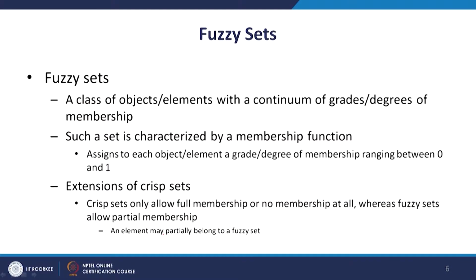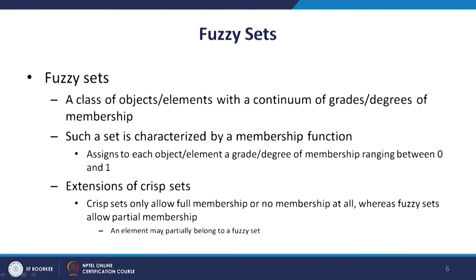More about fuzzy sets, so we can say that a fuzzy set is a class of objects or elements with a continuum of grades or degrees of membership. There are going to be a few elements which would completely belong to the particular set, and there are going to be elements which are partially belonging to the particular set, and then there are going to be elements which will not be belonging to the set. So, a continuum is going to be covered under fuzzy sets. That is the main idea.